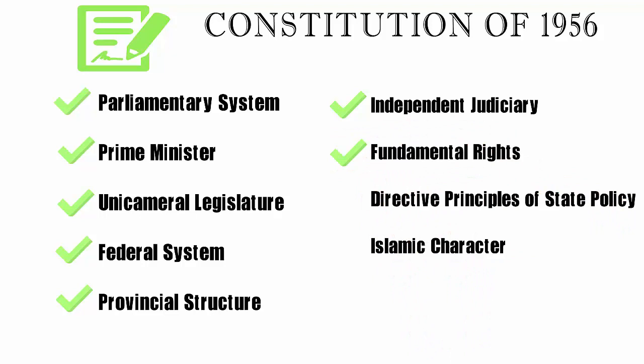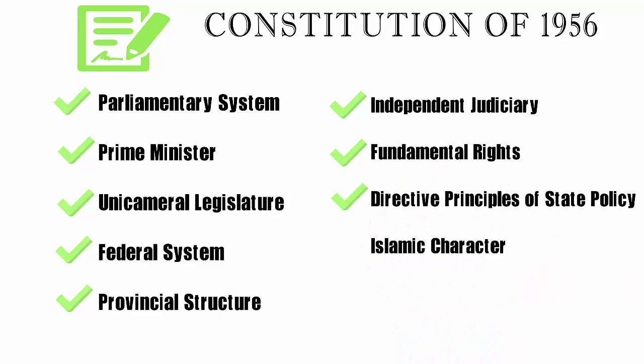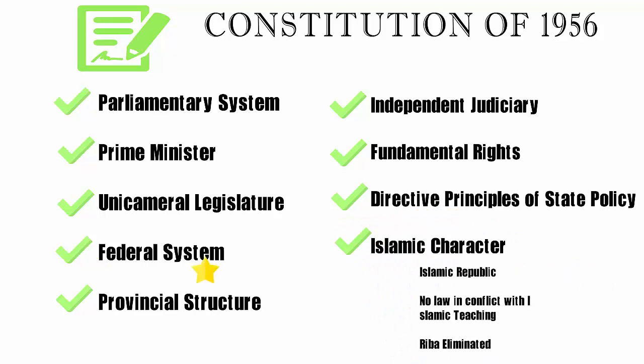Fundamental rights, including civil and political rights, were given to the people of Pakistan, but they could be suspended in case of emergency. Directive principles of state policy provided the guidelines for policy making. Islamic Charter includes: the name of the country was the Islamic Republic of Pakistan. No law can be made to violate Islamic principles and teachings. And riba, interest, will be eliminated from the country as soon as possible.